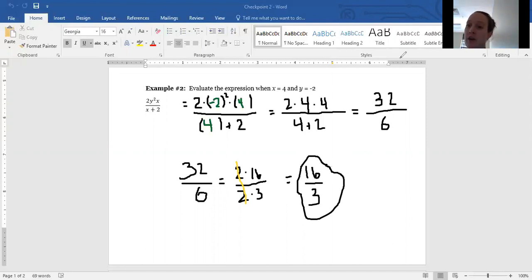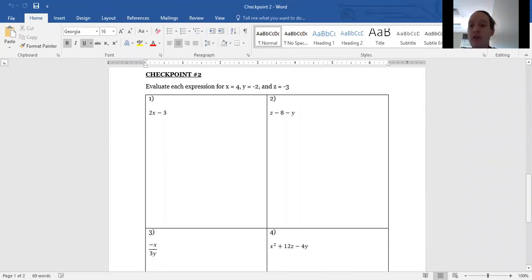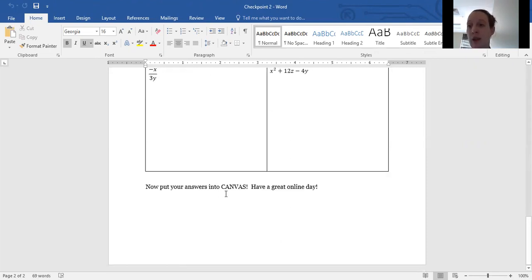Okay, pause the video here, finish this problem if you haven't already, and then let's talk about what is expected of you for today. All right, checkpoint 2 is on the back of your notes. Remember, every checkpoint is 4 problems, and we're just checking in on a skill. Can you evaluate expressions? Take your time on these 4 questions, really work through them, try them twice to see if you get the same answer. When you're ready, then you need to come down here and do this. Put your answers into Canvas.